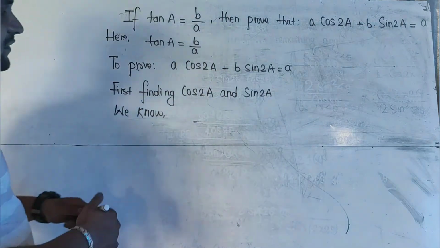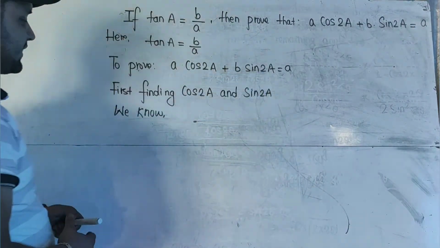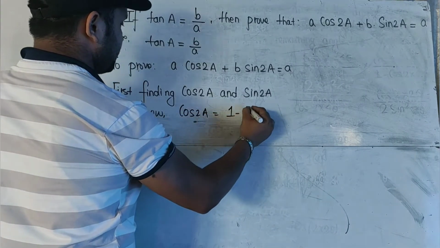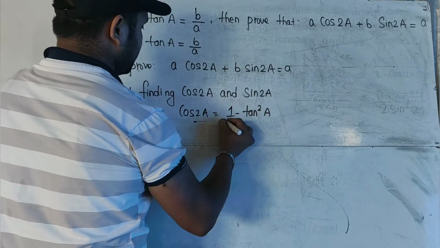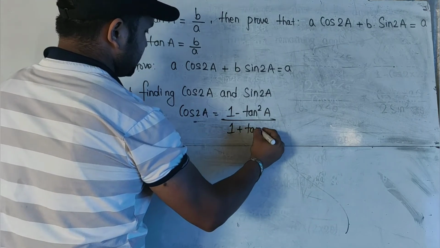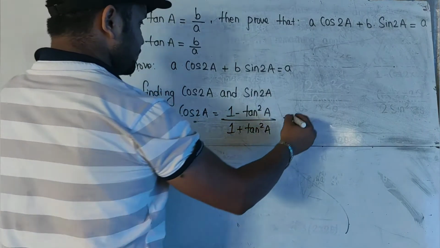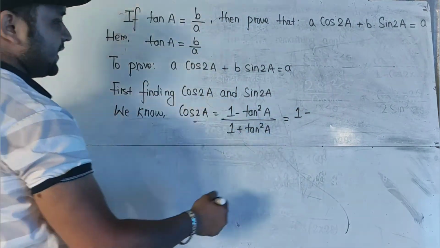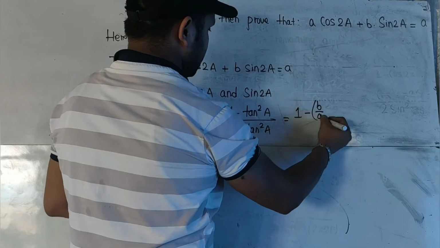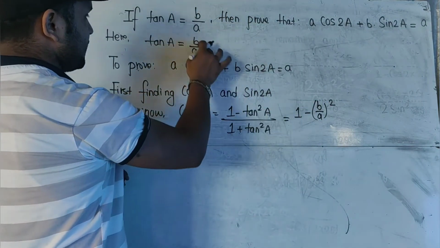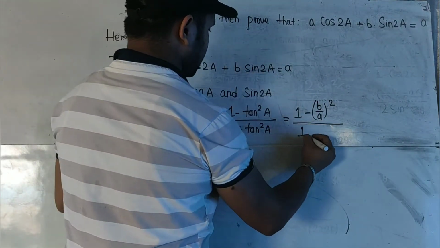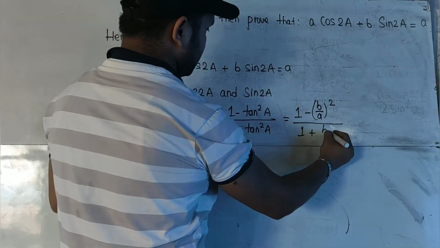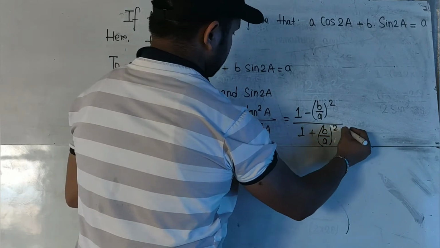So we are first finding cos 2A and sin 2A separately. Now we know that cos 2A equals 1 minus tan square A by 1 plus tan square A. So 1 will be kept as 1. Now tan A can be written as b by a, so tan square A would be b by a whole square. We have just replaced the value of tan A from here. We do the same thing in the denominator also. Tan A is b by a, so tan square would be b by a whole square.